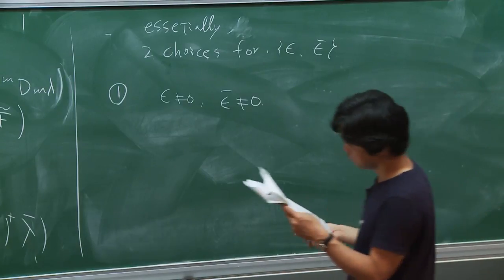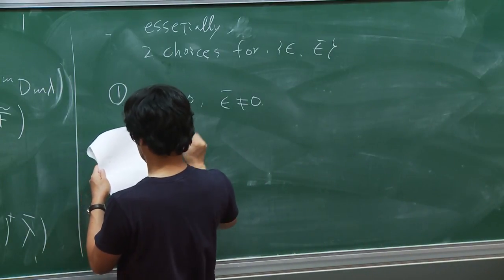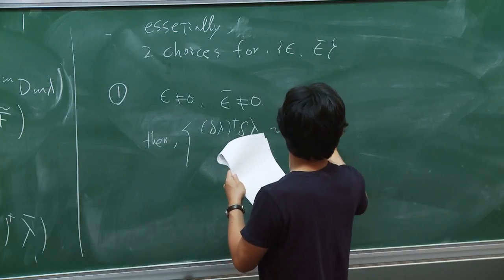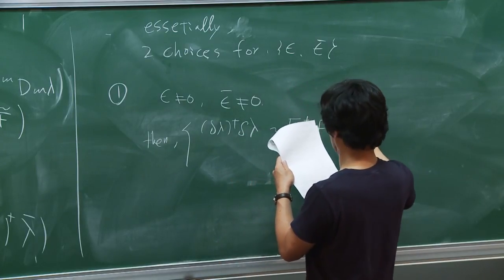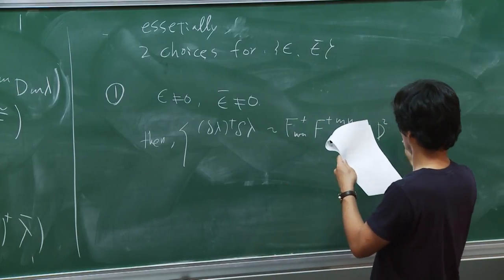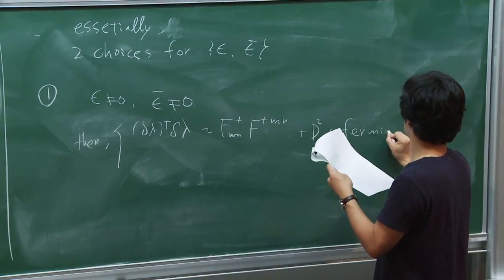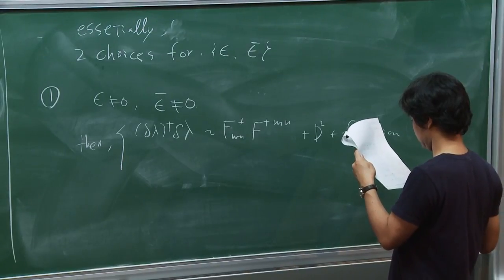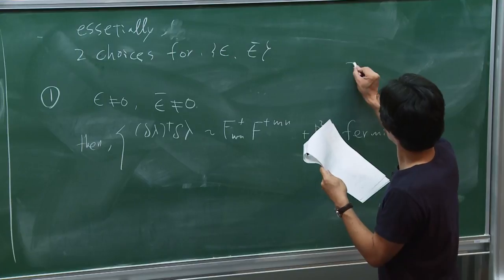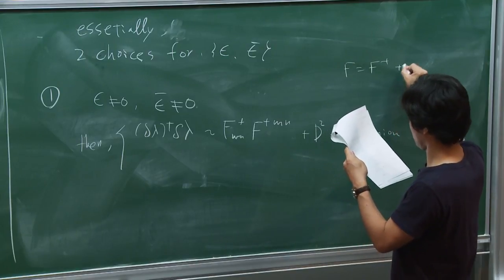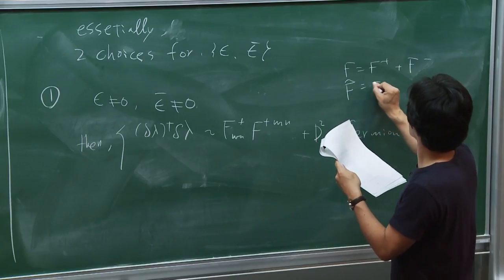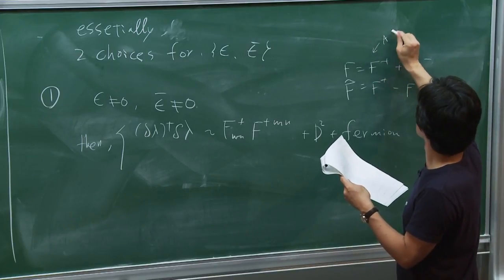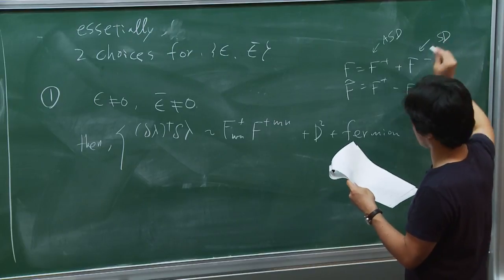Okay, then in this case, so this F plus, so this is an anti-self-dual part and this is a self-dual part.